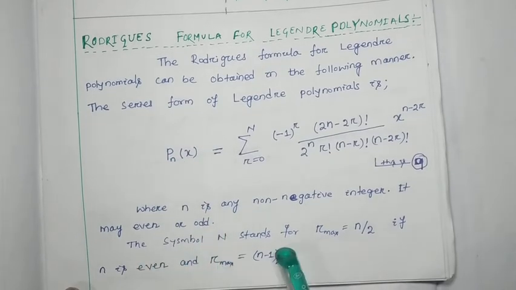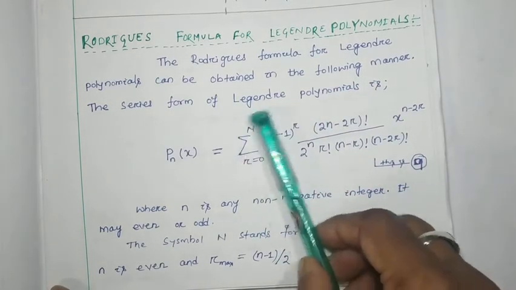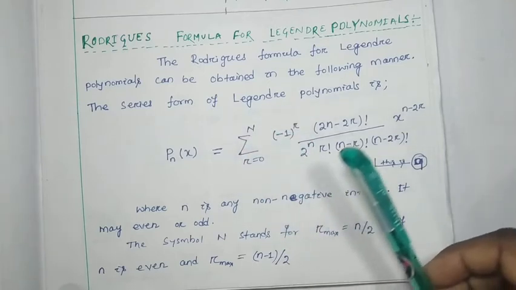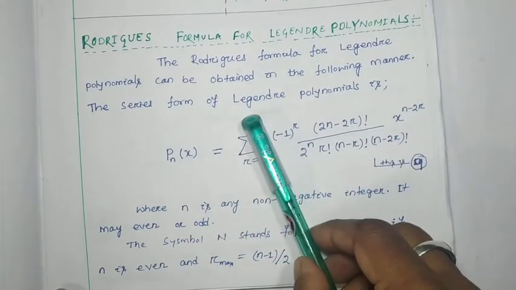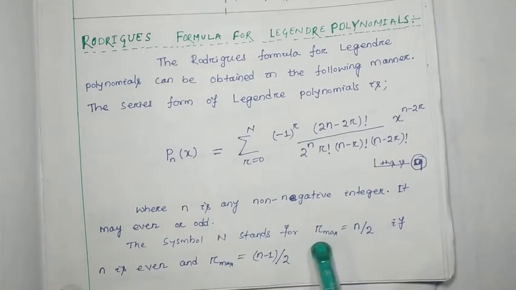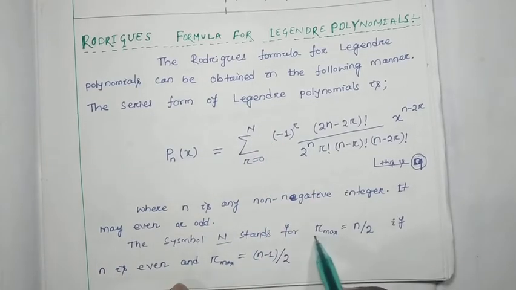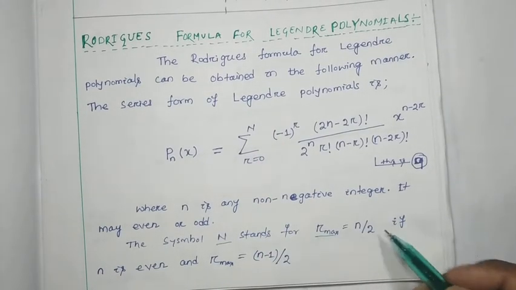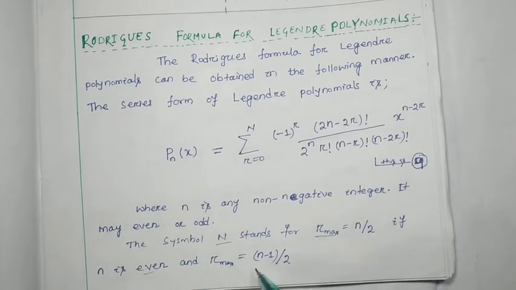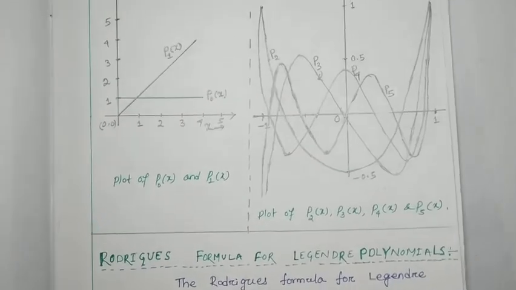The symbol n stands for r maximum, because r goes from 0 up to r max, and this is decided depending upon small n. That means the maximum value of r is nothing but n. So r max will be how much? n by 2 if n is even. r max will be n minus 1 by 2 if n is odd. That we have discussed in detail in our last two classes.